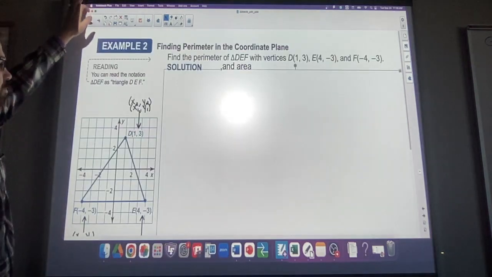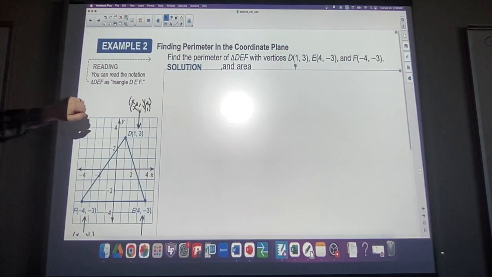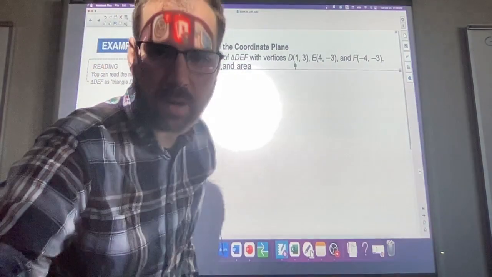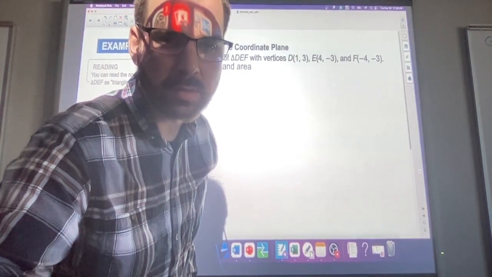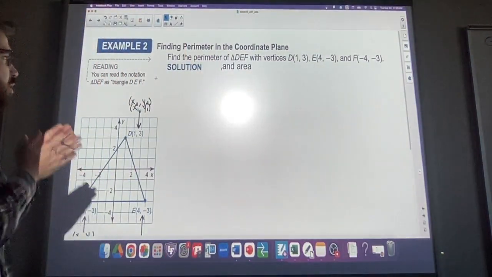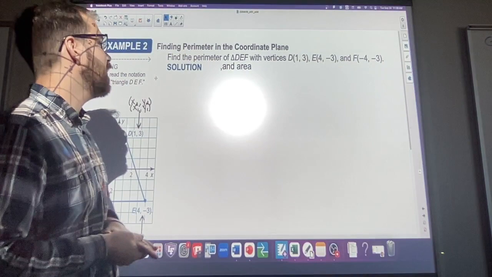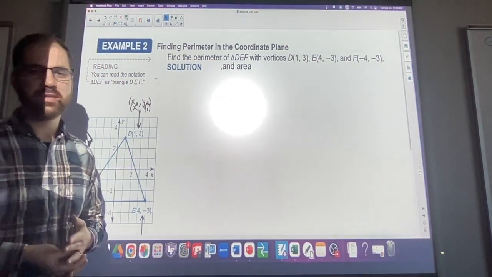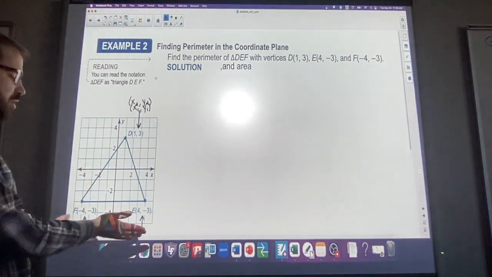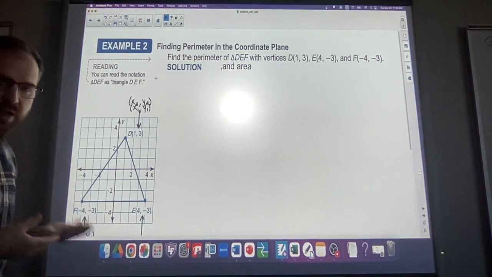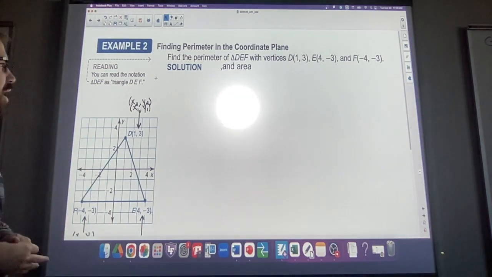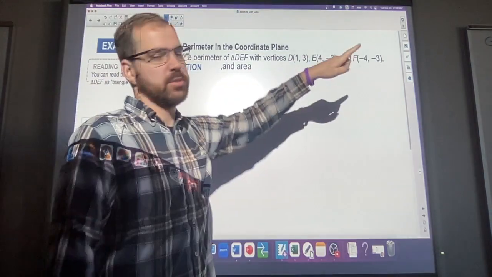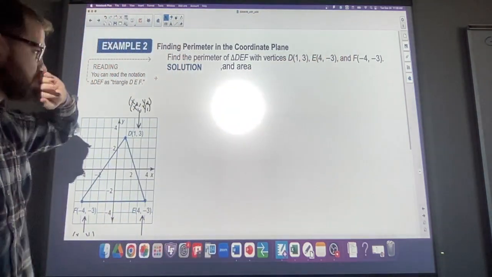Okay, so here's what we're going to do. We're going to find the perimeter of DEF and the area. So here's a good spot to pause the video. Make sure you have this triangle jotted down on your graph paper. If you don't have graph paper, just make a little XY axis in your notebook. We need these coordinates here. Jot that down, pause the video, and then resume.